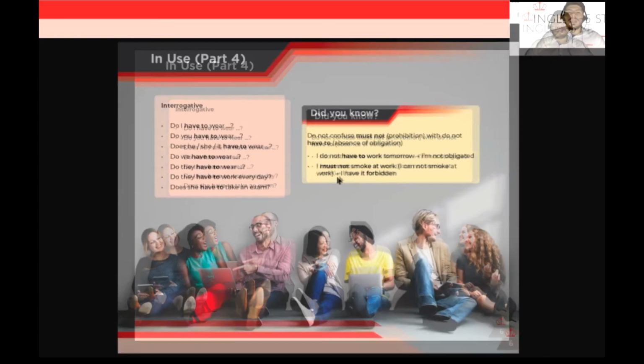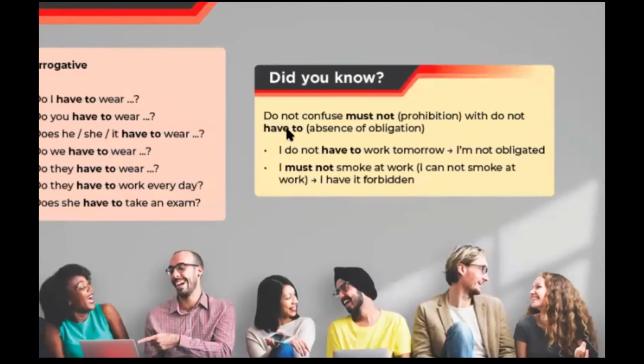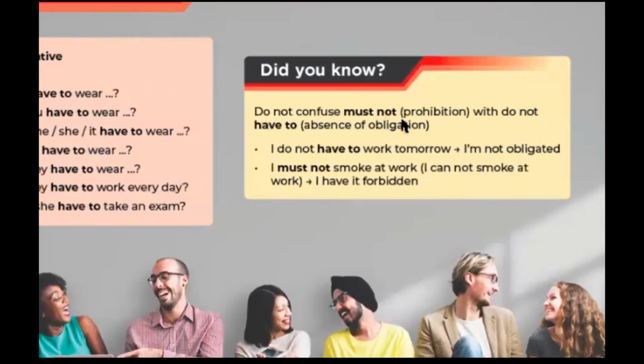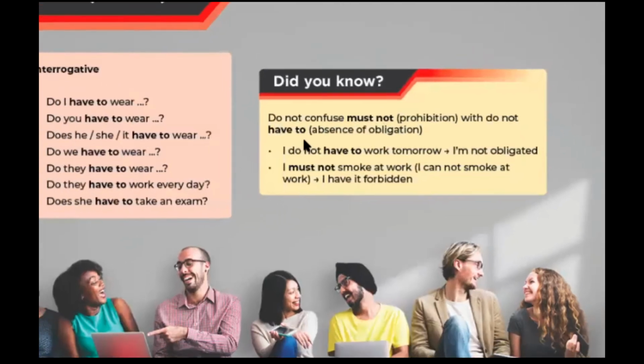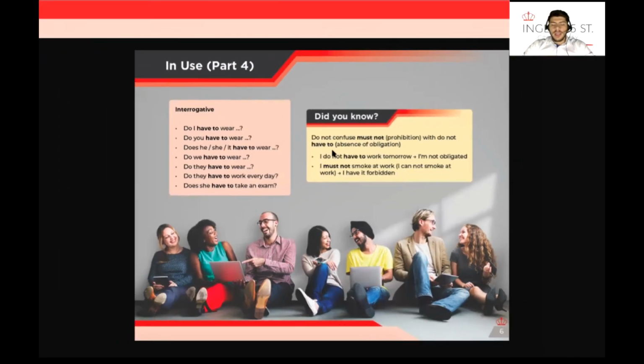Now, this is very important. Do not confuse must not with do not, okay? And why is this important? Because in affirmative, must and have to have very similar meanings, right? So must is like an obligation, and have to, very, very similar. Maybe the degree of the obligation is a little bit lower, but they are very, very similar.